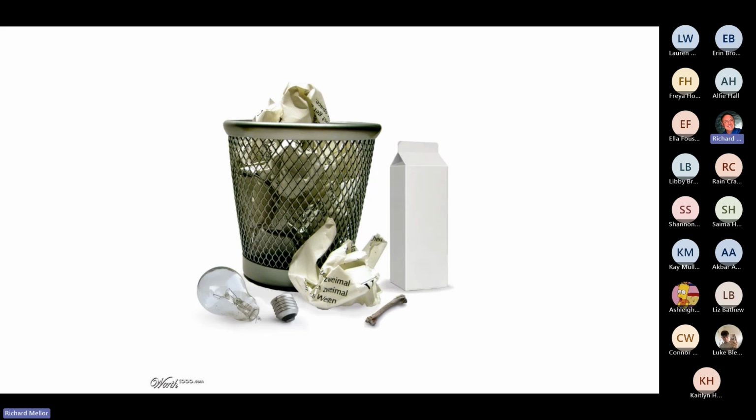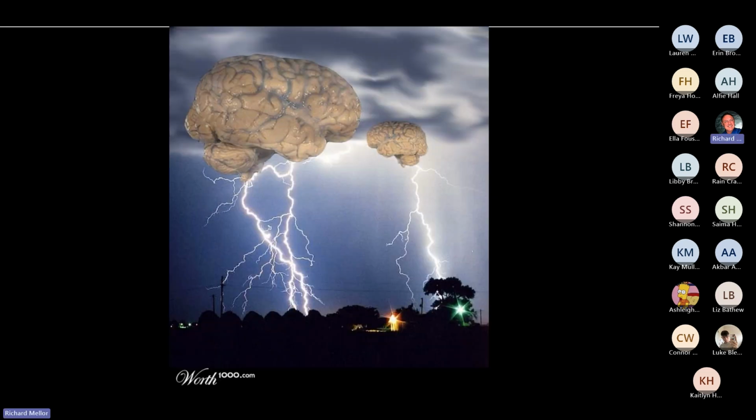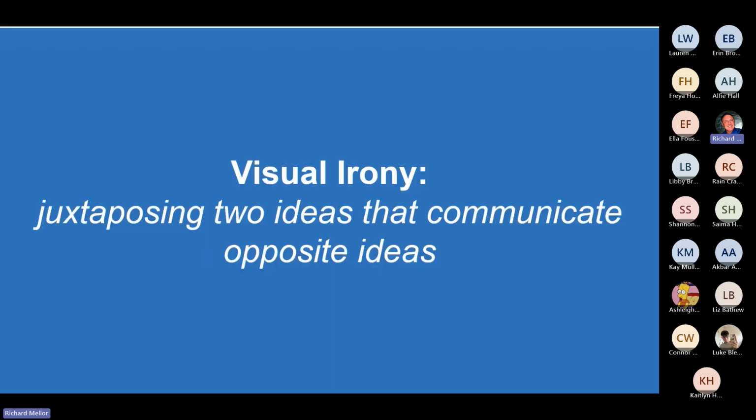And this one, again, just describe the image in your own words, and then think of the words that you might have used in describing it more fully. So it's a trash can full of white items. Have you noticed? The pun is white trash. It's a pun. This one you should get correct. Brainstorm or brainstorming. Okay. So visual irony is juxtaposing two ideas that communicate opposite ideas.